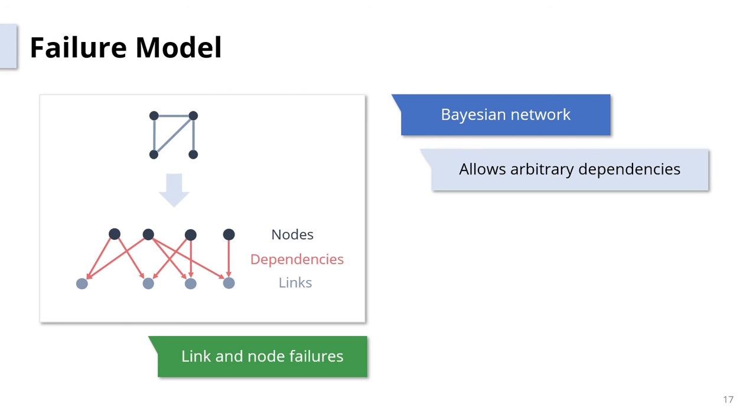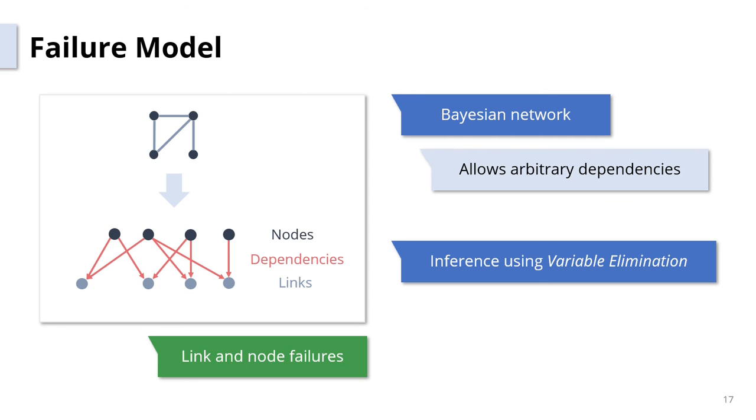We connect the nodes in the Bayesian network according to their adjacency in the topology, meaning that the parents of a link are its adjacent nodes according to the topology. This results in the red dependencies. We can use this to model the fact that if any node fails, also all adjacent links fail. Similar models of failures are already used by previous work. NetDice performs inference using variable elimination, which is a well-known exact inference algorithm.